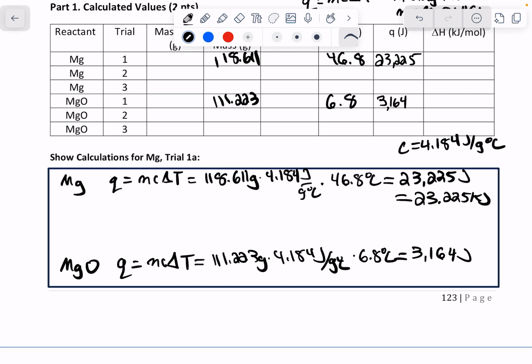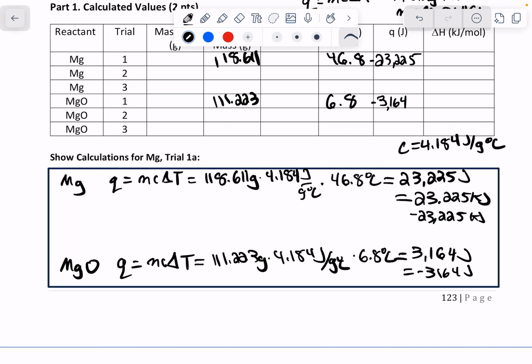Now, in both cases, because the temperature went up, our Q should be negative. So this technically should be negative 23.225, because the thermometer is in the surroundings. And so this should be negative 3,164 joules.